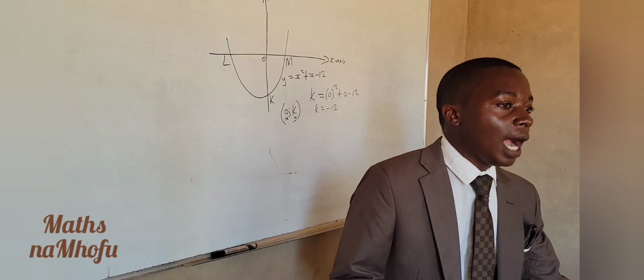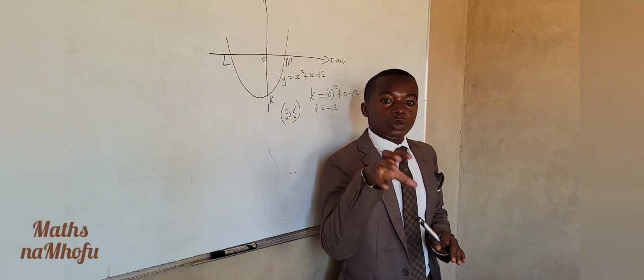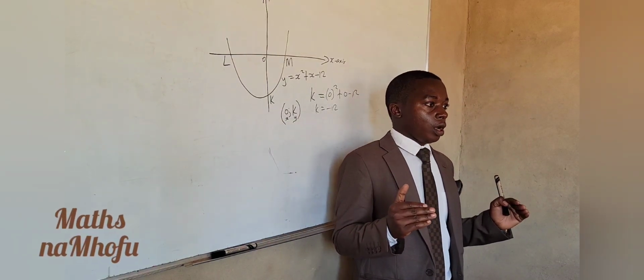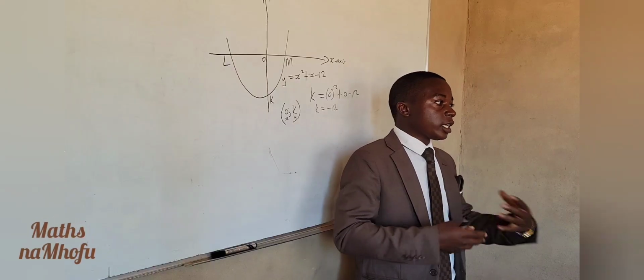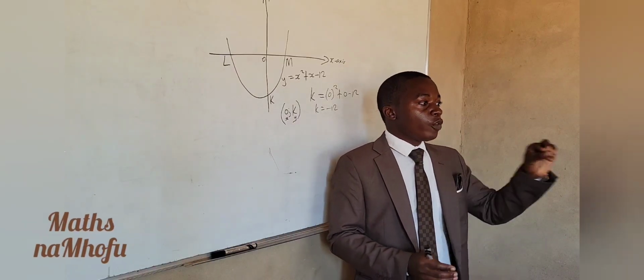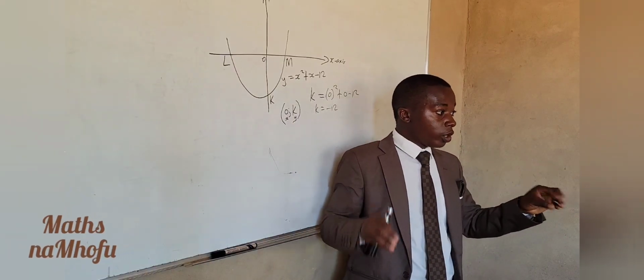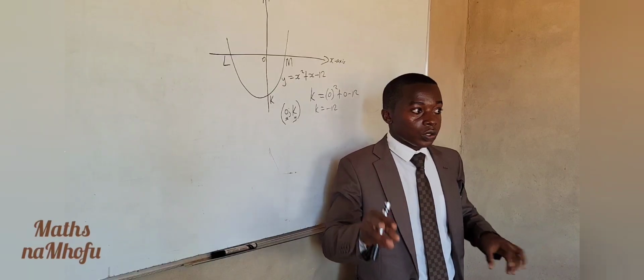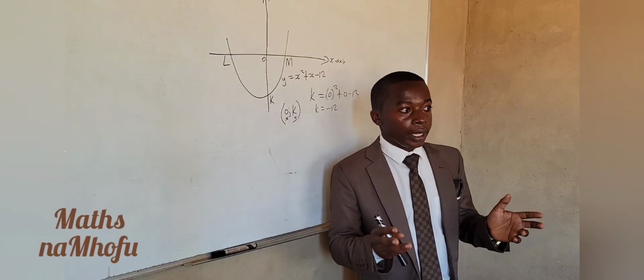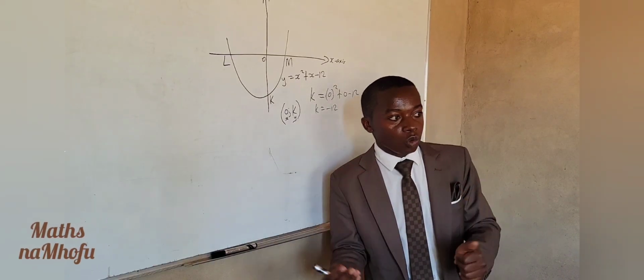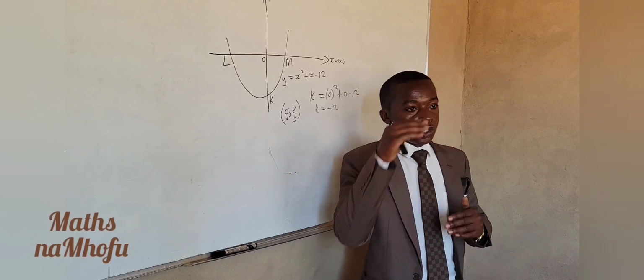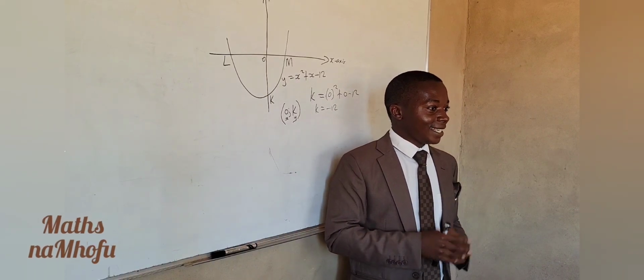The other question: find the length of LM. I want you to understand me. When you are asked to find the length of certain things on a Cartesian plane, or should I say on a graph, and you have two coordinates, you know the formula you use, right? The square root of x minus x1 squared plus y minus y1 squared. That's how you do it.